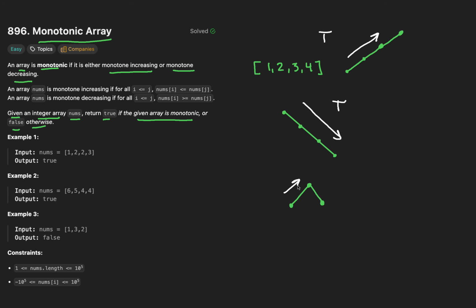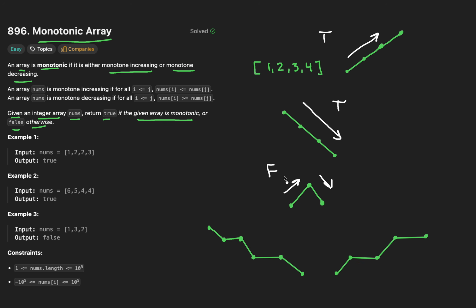It has an incline and then a decline. We'd return false because as per the requirements, we only return true if the array is entirely increasing or decreasing, but not both. All right, there's two more possibilities.